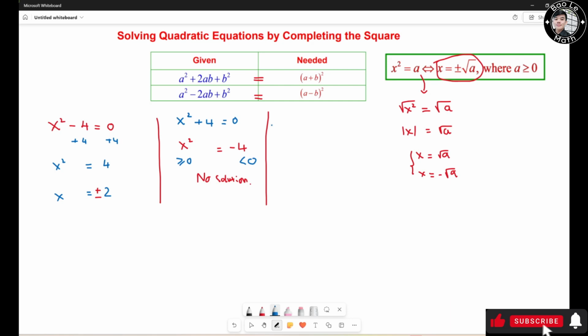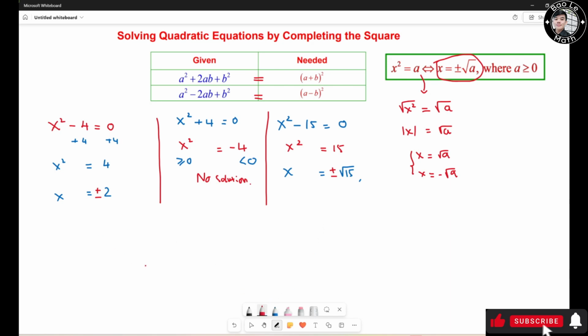Alright, now let's take a look at the next example. s squared minus 15 equals 0. Alright, so you're going to add 15 both sides. It turns out to be s squared equals 15. Right, now you take square root both sides. It turns out to be s equals plus and minus square root of 15. Alright, so we have two solutions.